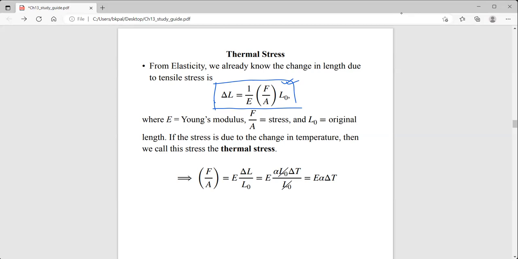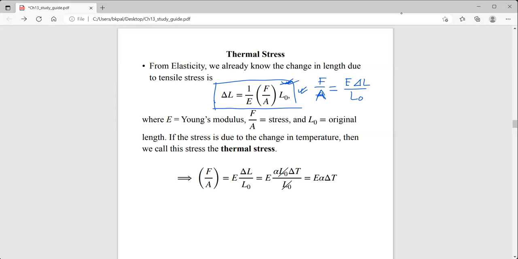So let's say now we want to define the stress due to the temperature change. If the stress is due to the change in temperature, we call that kind of stress thermal stress. To get this, we first have to solve this equation for F over A. If you solve this equation for F over A, it will be E delta L over L0.